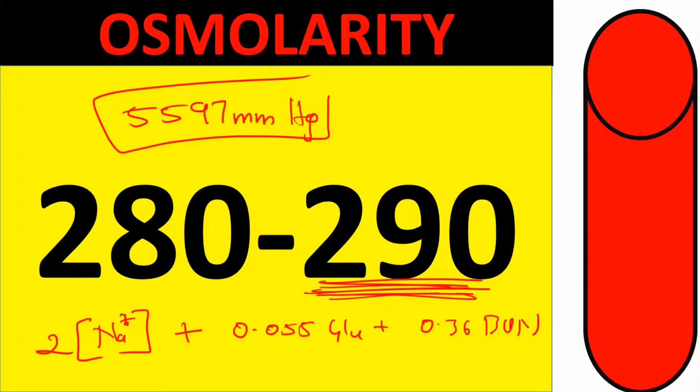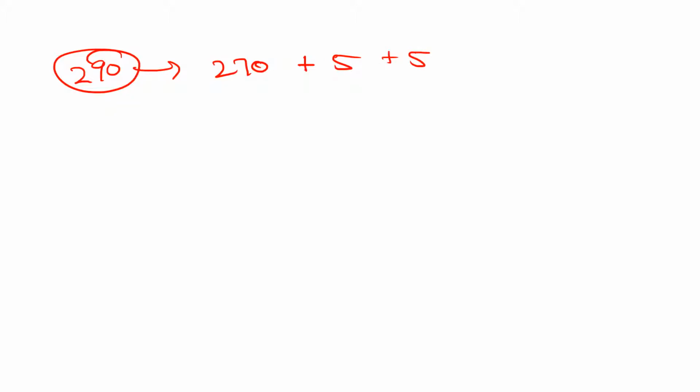Out of 280 to 290, up to 270 osmoles is because of the sodium and its associates, and up to 5 milliosmoles it is by the glucose, up to 5 milliosmoles it is the blood urea nitrogen. So maximum concentration is by the sodium and its associates, then it is the glucose, then it is the blood urea nitrogen. Now out of 290 milliosmoles, we have told that 270 is by the sodium, plus 5 is by the glucose, plus 5 is by the blood urea nitrogen, plus 2 will be by the protein.